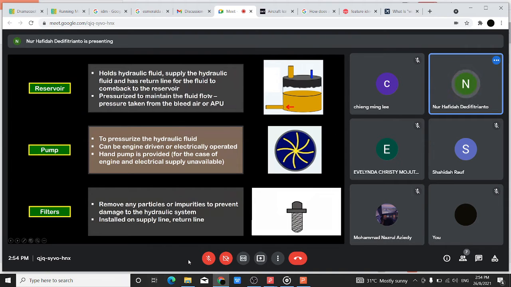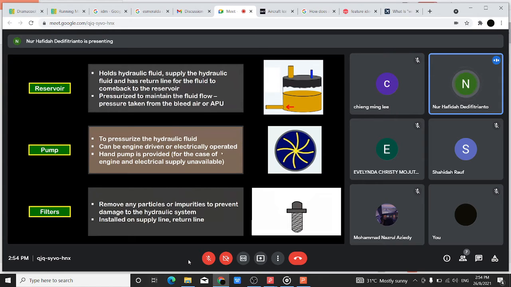Alright, the reservoir, as I mentioned before, will act as a tank which holds the hydraulic fluid, supplies the hydraulic fluid, and has a return line for the fluid to come back to the reservoir. For example, this one is the normal line that the fluid will go out, and this one is the return line. The next one is the pump, which pressurizes the hydraulic fluid. It can be engine driven or electrically operated. Sometimes aircraft also provide a hand pump just in case the engine and electrical supply are unavailable.